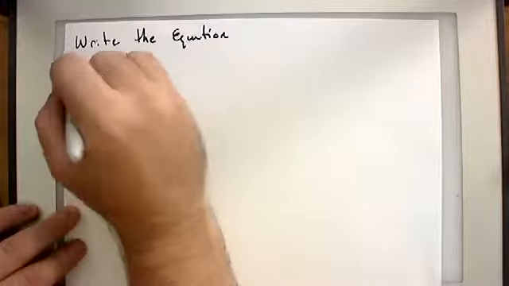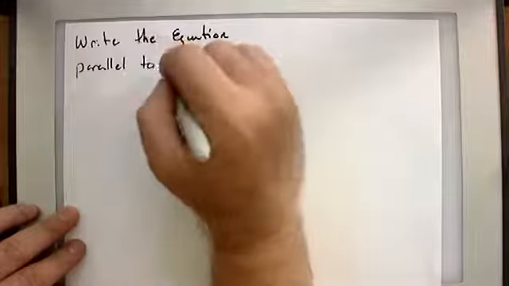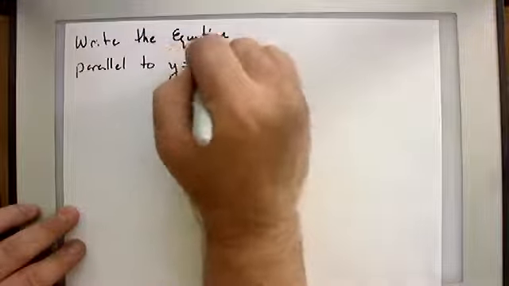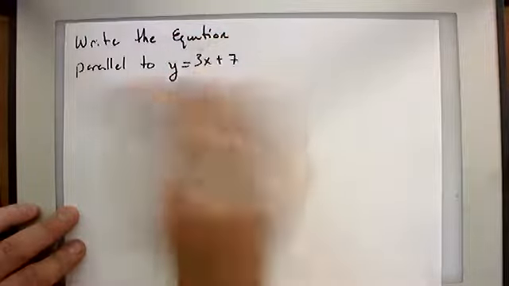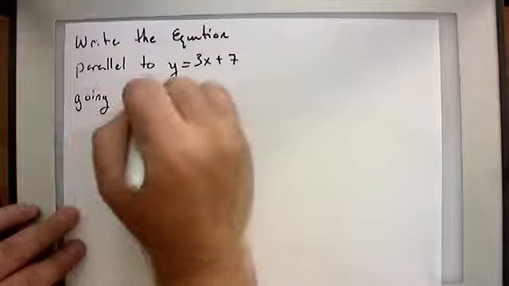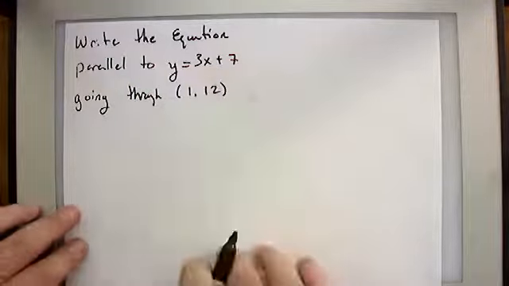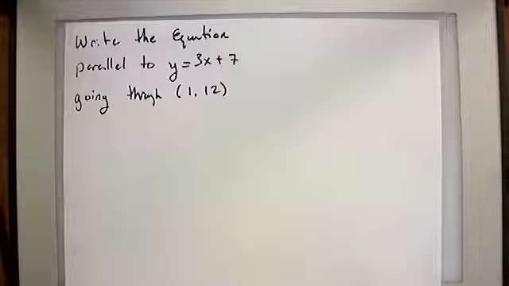Let's say it said parallel to y equals 3x plus 7, just whatever. And then they're going to say going through or passing through, I don't know, 1, 12, something like that. So this is a pretty typical question. Write the equation of a line parallel, again, I'm abbreviating a little bit here, write the equation of a line parallel to y equals 3x plus 7 going through 1, 12.